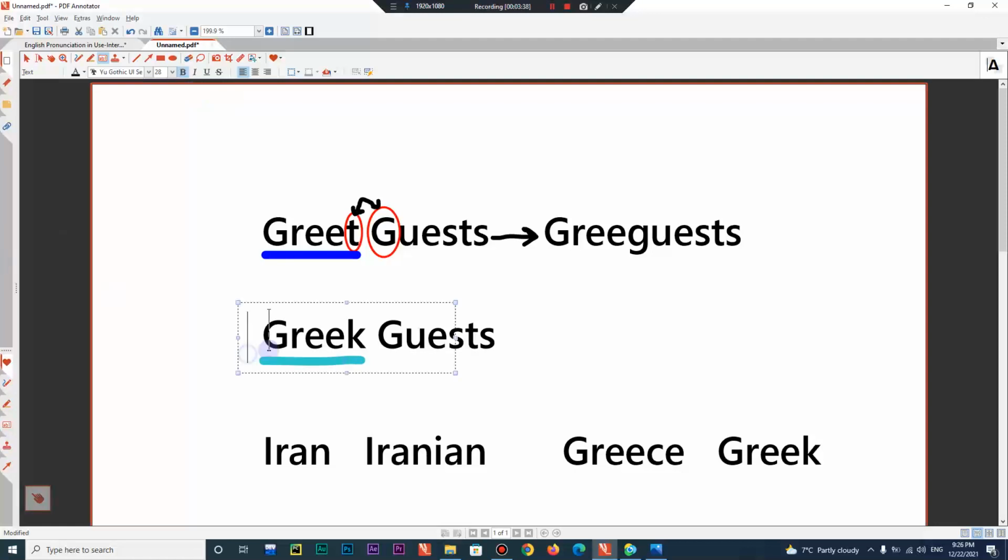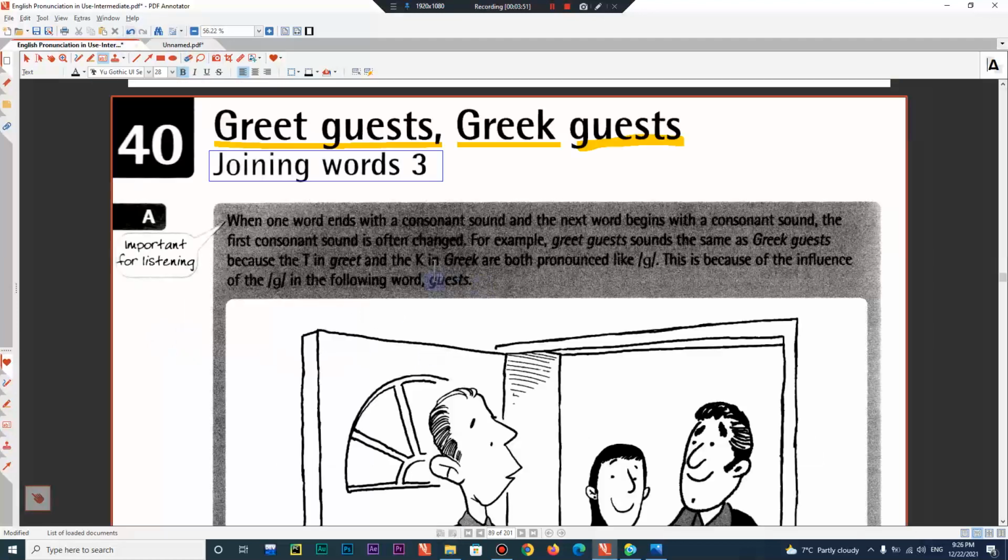Or in the second one, instead of saying Greek guests, I prefer to say Greek guests, because it's hard to say. Now ke and ge are close, so it's not a big deal here, but again, the book says that they are both pronounced as ge, like the ge sound that you see here. Ge, the ge sound.